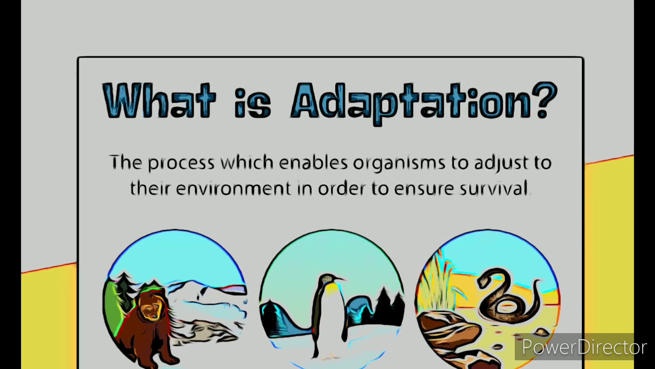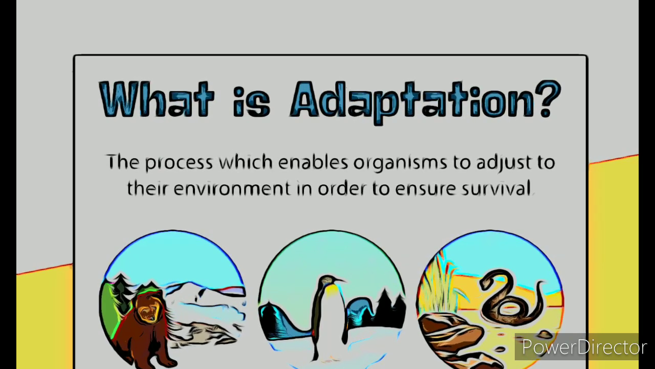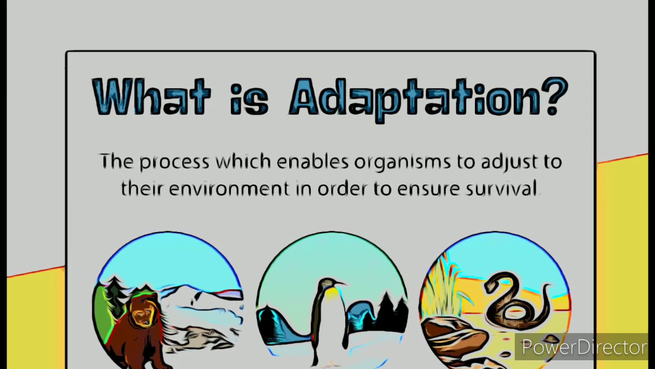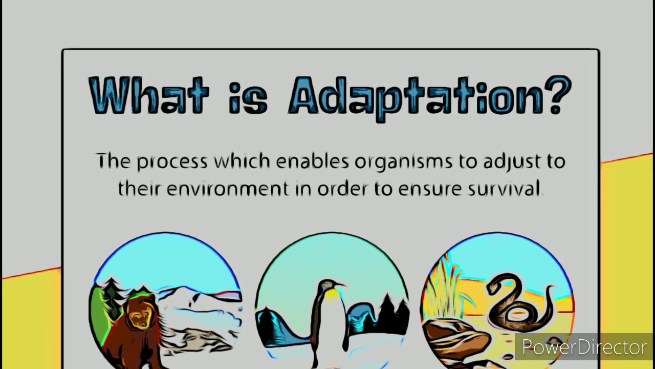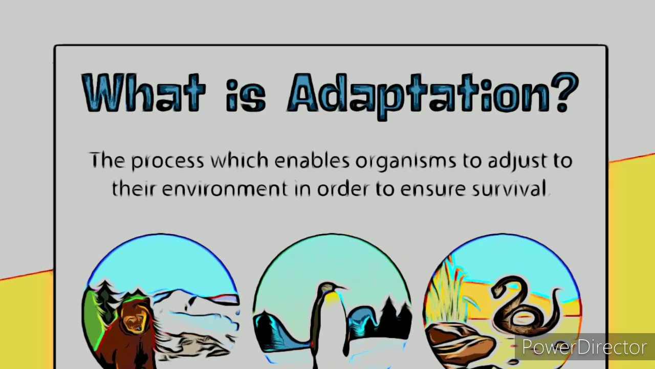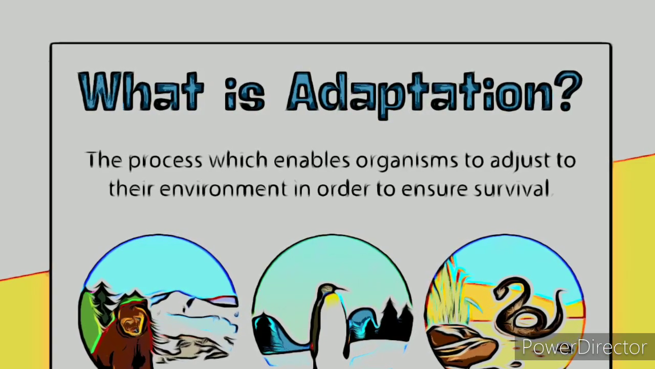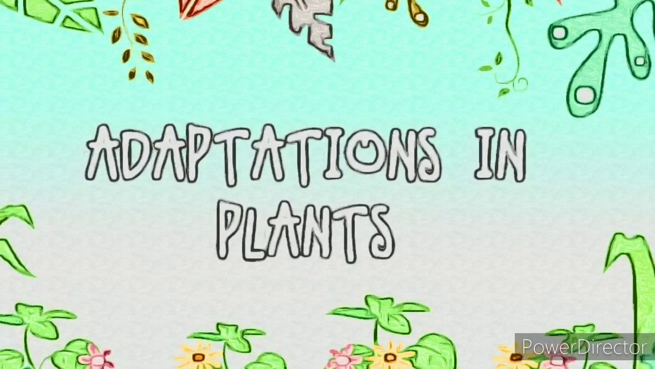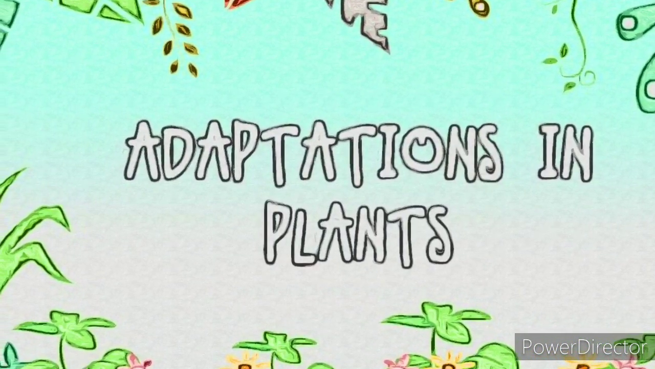So let's begin with the point adaptation. Adaptation is the gradual change that occurs in the body parts and also in the behavior of organisms which helps them to adjust to their surroundings. Such changes are called adaptations. Now let's see the adaptations in plants.